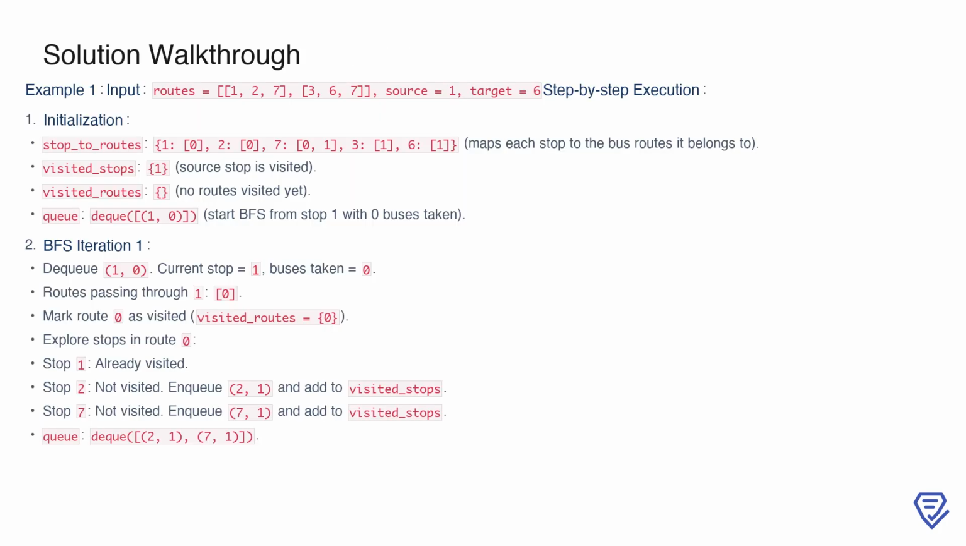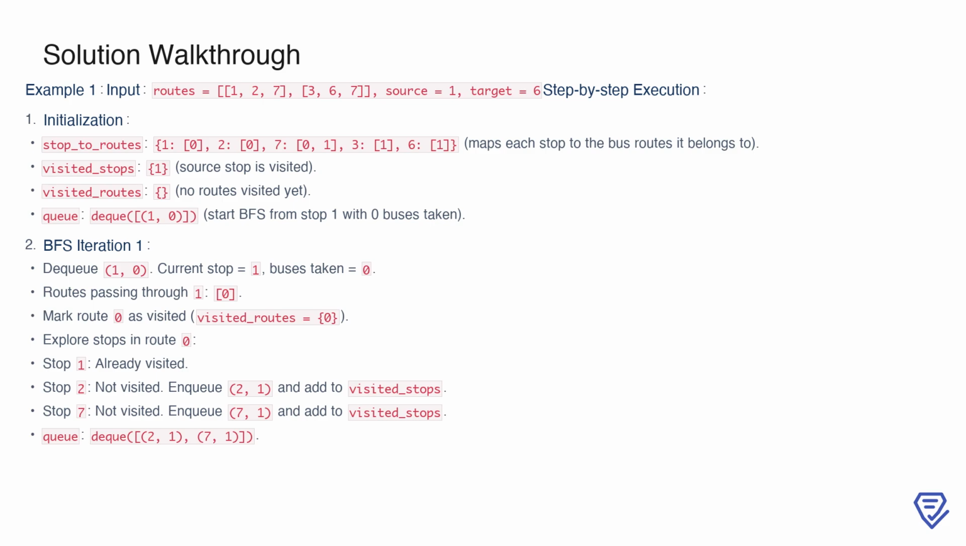To solve this problem, we start by initializing some key data structures. The stop_to_routes map helps us quickly find which bus routes are associated with each stop. For this example, stop 1 is part of route 0, stop 7 is part of both routes 0 and 1, and so on. We also maintain a set of visited_stops, starting with the source stop, which is 1. Similarly, visited_routes tracks which bus routes we've already used, and it starts empty. Finally, we initialize the queue for our breadth-first search, starting with the source stop and a count of 0 buses taken.